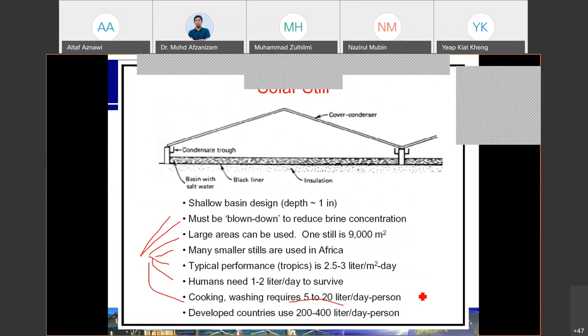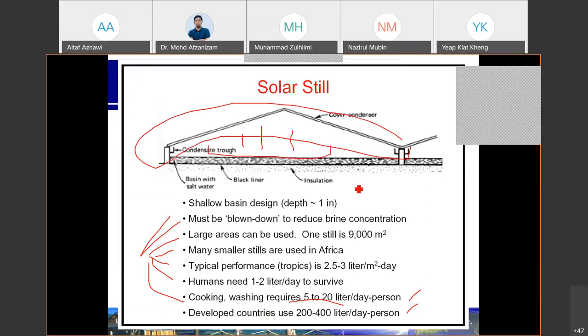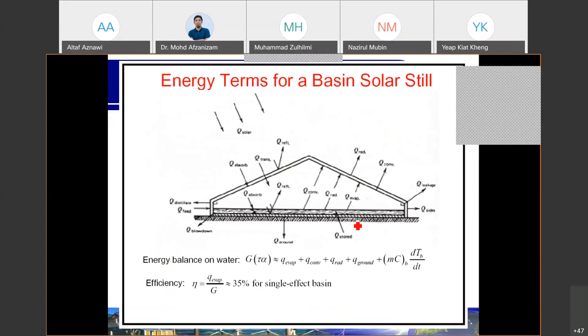Cooking, washing, 2 liters per day per person, continuous, typical performance. Normally, this solar still approach has been used in rural countries, because they can produce it using a standalone system, with no need for a large or complex facility. They just use this kind of cover during the sunny day, and then the water evaporates, and we collect all the water distilled. The efficiency for the single effect basin is 55%. The big idea is that solar energy, besides producing hot water and electricity, can also produce distilled water.